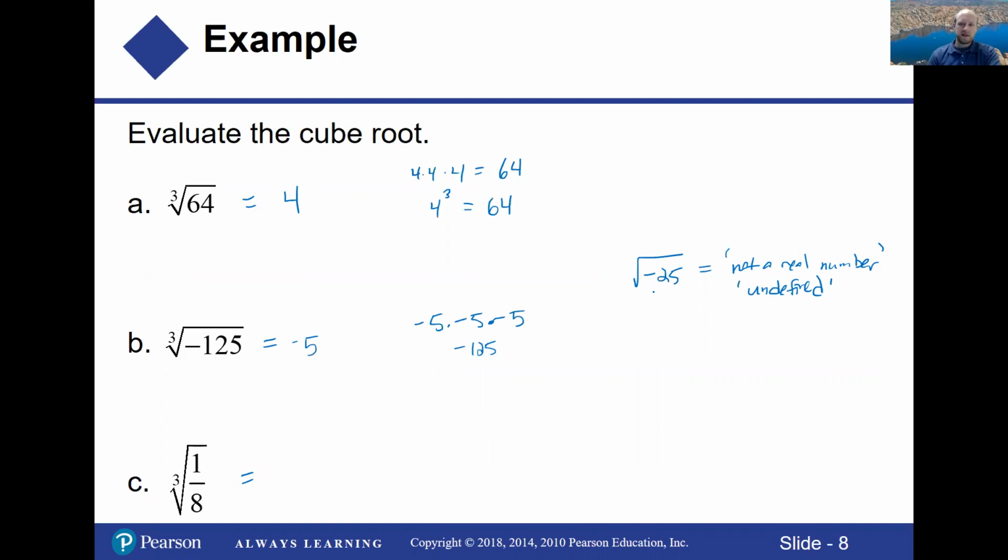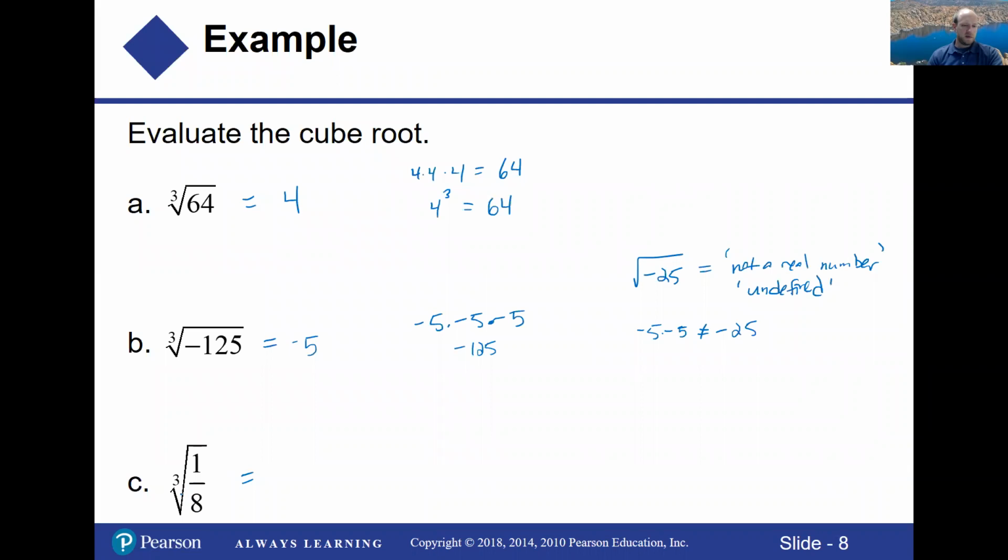But again, the reason this one's not defined is because -5 times -5 does not equal -25, and it has to be the same number. Obviously 5 times 5 is +25, kind of the same case here. And I'll talk a little bit more about this. But basically, if you have a negative number and there is an even root, you can't have that. It's always going to be undefined. Again, I'll talk about that more in just a moment here.